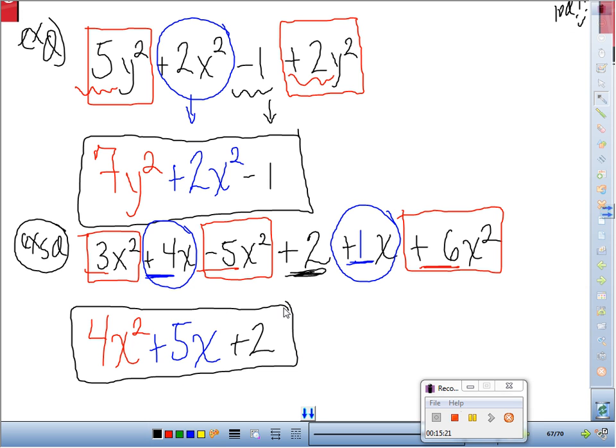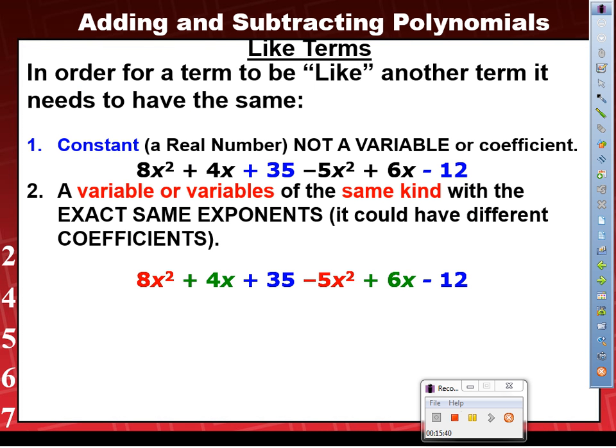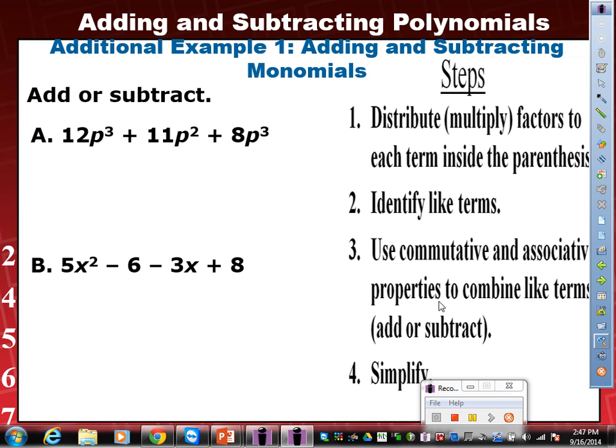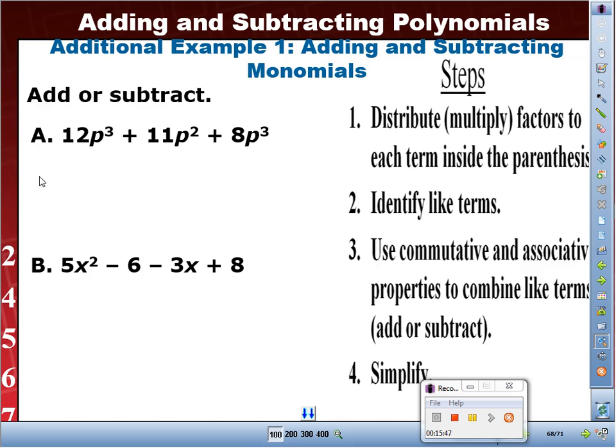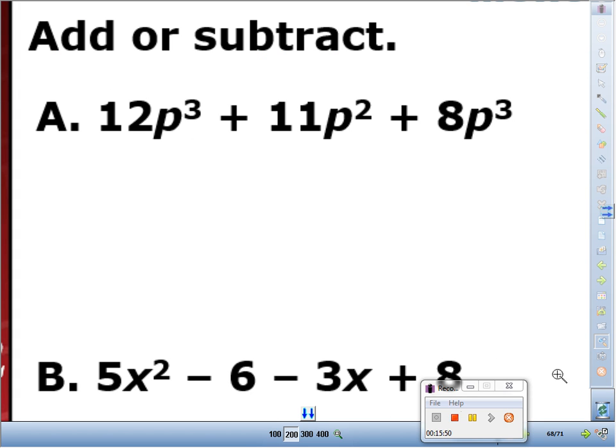And notice, who noticed that these are in standard form, from highest to lowest degree? Watch, this is the second degree, this is first, and this is 0, from highest to lowest. Everybody with me? Okay? So, with that said, copy these next ones down. See if you can do these by yourself. Example 1A and 1B. Copy those, please. Let me zoom in so you guys can see them.